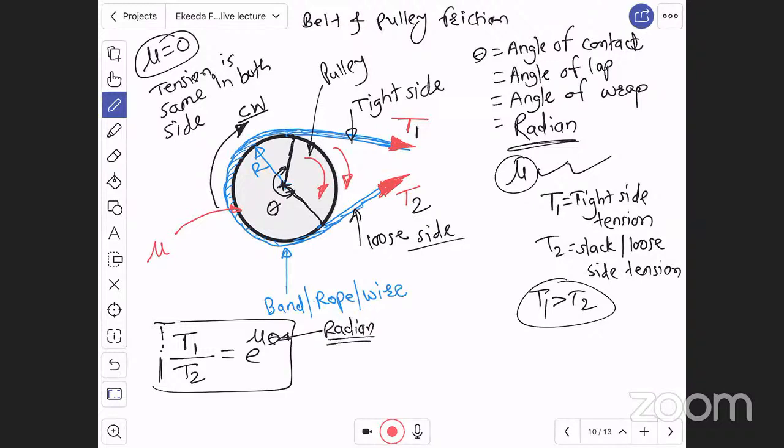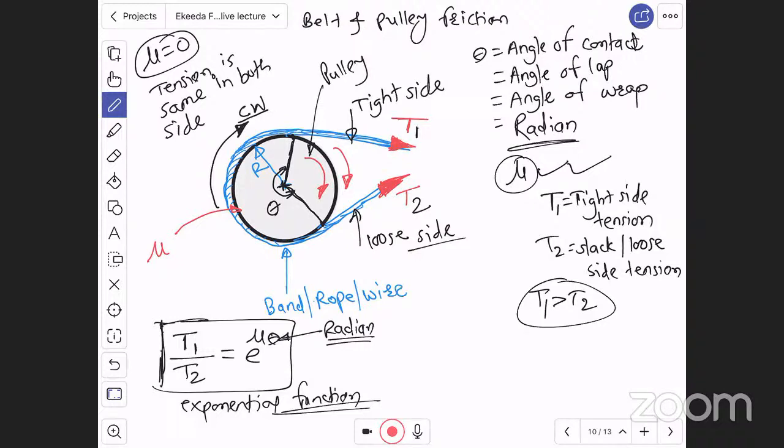This is very important. It is an exponential function. This was asked in GATE. Question asked in GATE: what is the ratio? What is the function, or what is the ratio of tight side and loose side? And what is this function? It is an exponential function.